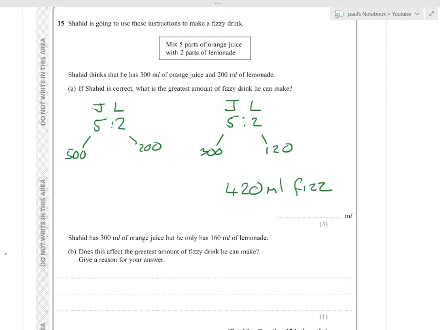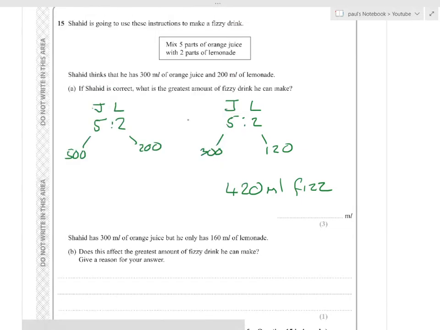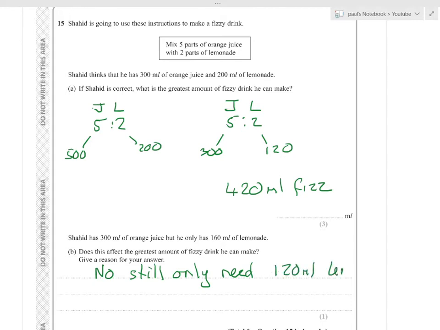Right, so he does 300 of orange juice, but he only has 160 of lemonade. Does this affect the greatest amount? No. Still only needs 120 ml of lemonade.